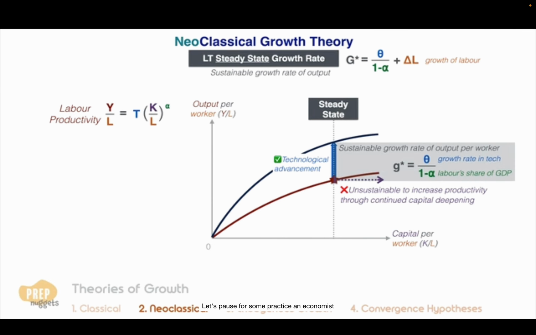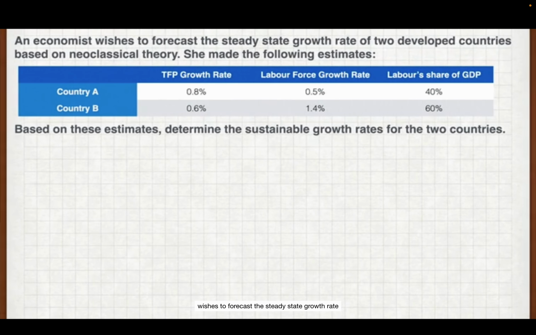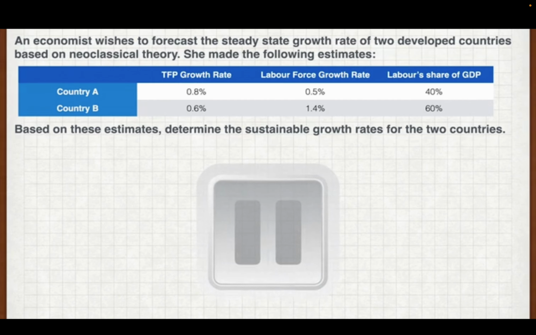Let's pause for some practice. An economist wishes to forecast the steady-state growth rate of two developed countries based on neoclassical theory. She made the following estimates. Based on these estimates, determine the sustainable growth rates for the two countries. Pause the video now and work out your answer.